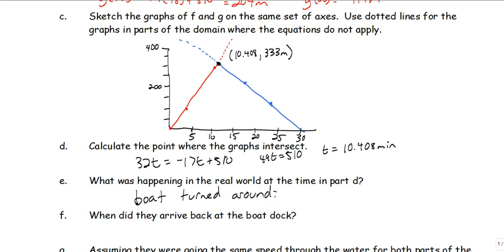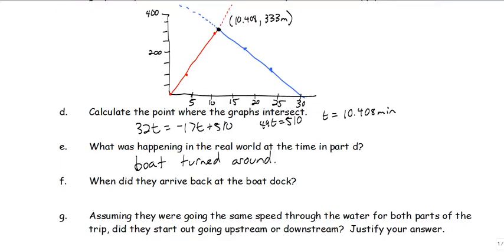Okay? What was happening? And then at that point, they turned around 10 minutes and 10.408 minutes in and 333 meters out. When did they arrive back at the boat dock? Okay, so that means that we are on the blue line now, and we want to know not when t is 0, but when the distance is 0.